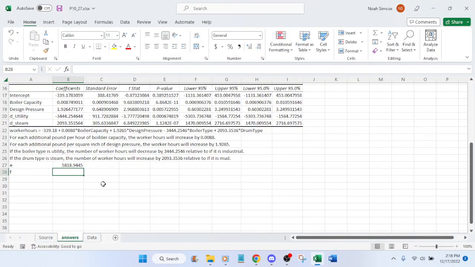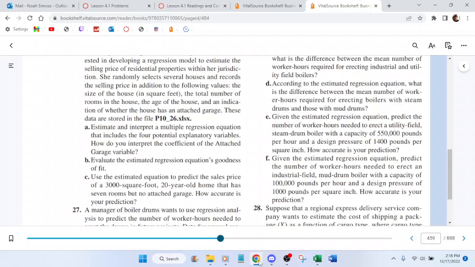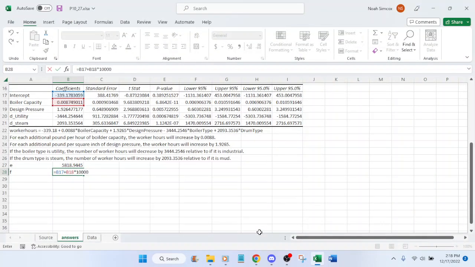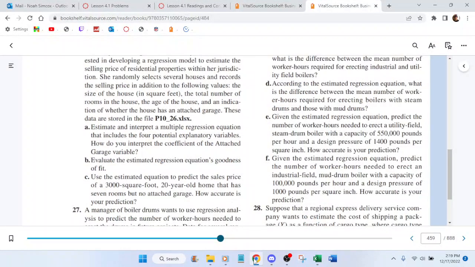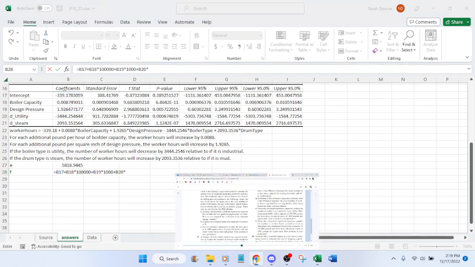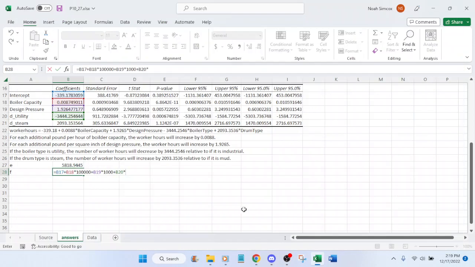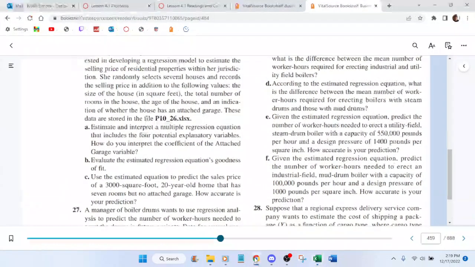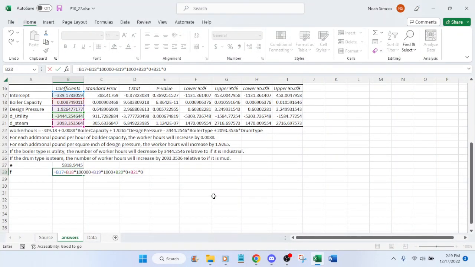F is the same exact thing, except with a different thing. Equals this plus boiler capacity is 100,000 plus pressure of 100,000. The utility, is it utility or is it industrial? Hey, it says industrial, so zero. And then this times, is it steam or mud? Well, it's zero. And it looks about right. It's going to be 2,000.